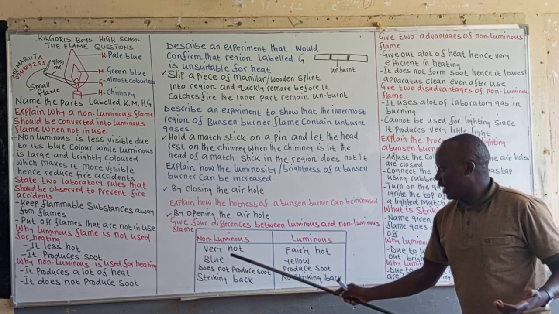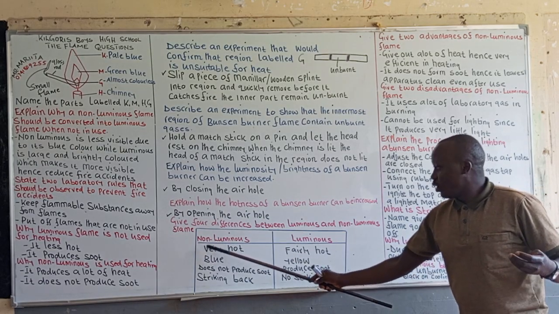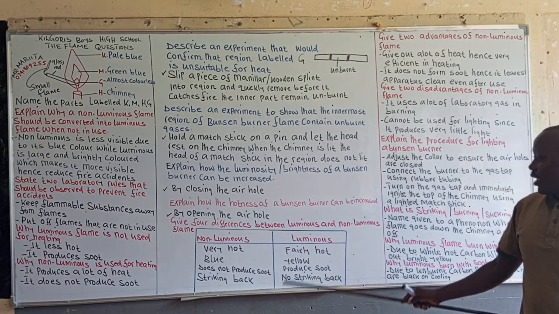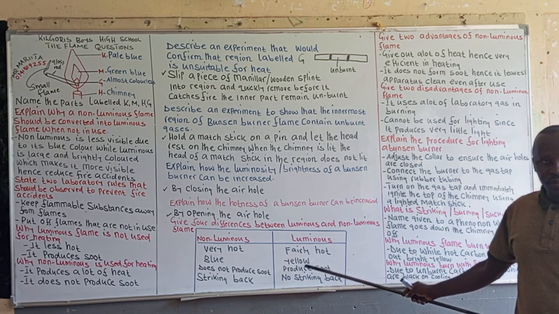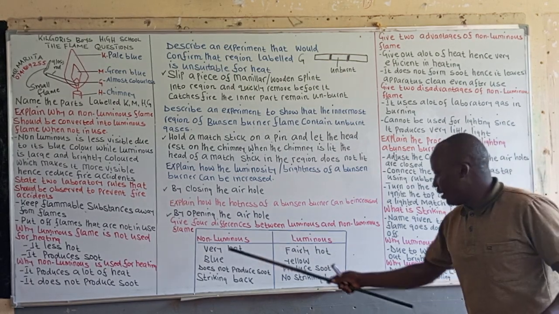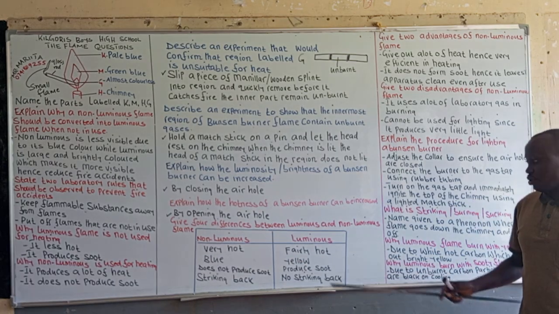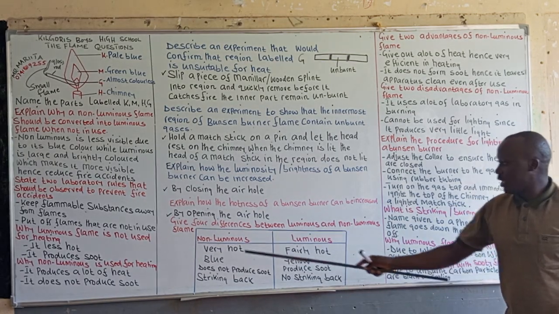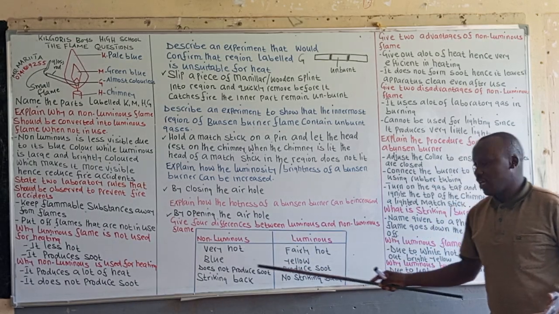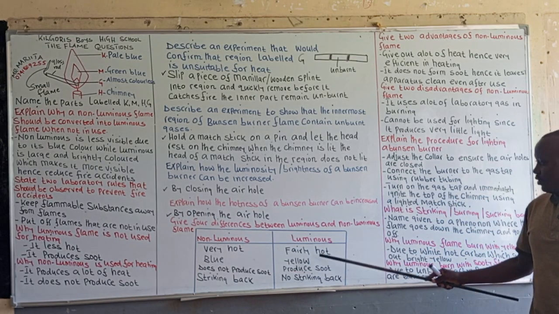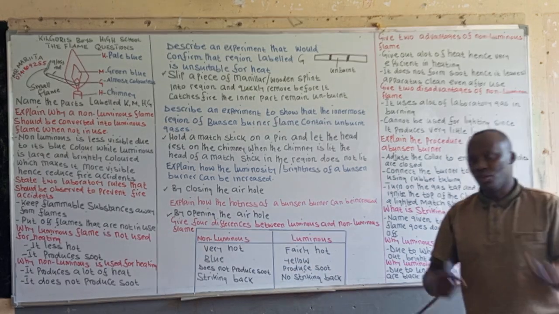In non-luminous and luminous flames, the non-luminous is very hot. On the other side, the luminous is fairly hot. The differences must be correct for one to score. So you cannot write that this one here is very hot, and on this side now you give yellow. In that case now you will not score.